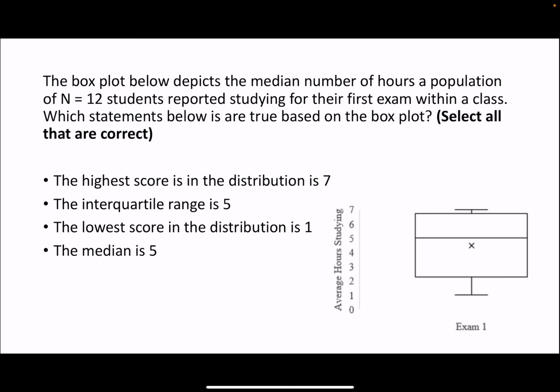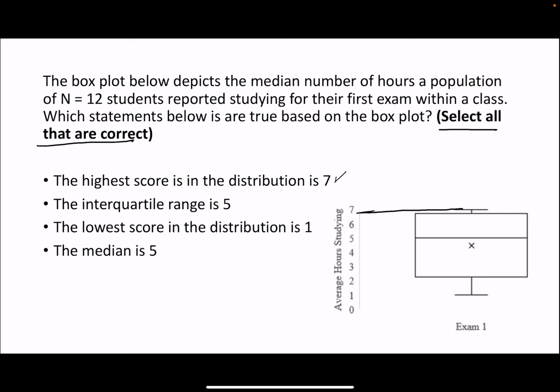Okay, so this one says the box plot below depicts the median number of hours a population of n equals 12 students reported studying for their first exam with a class. Which statements are true? We want to select all of the correct statements. Starting off, it says the highest score in the distribution is 7. If we come across here, it looks like that is actually true. The highest score is 7. So that works out.